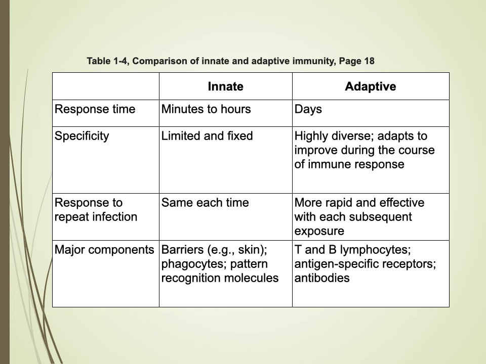With the adaptive response, when we look at specificity, it's highly diverse, so it's going to actually adapt and improve over the course of time. We'll look at that when we look at the adaptive response, how you have a first response versus a secondary response, and with each exposure to antigen, to pathogen, those cells actually are able to get better at having a response. In the next row, response to repeat infection, it's the adaptive response that's changed due to repeated infection. It's more rapid and more effective, where with the innate, it's going to be the same each time.